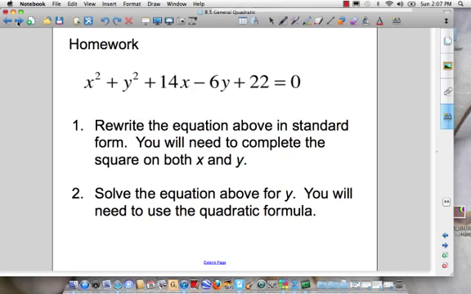Okay, for your homework, there's one general quadratic equation. You are to do both of the things that I went through in this video. First, rewrite it in standard form. That will involve completing the square on x as well as y. And after you've done that, solve the equation for y. You'll have to use the quadratic formula, and if you do it correctly, you should be able to enter it into your calculator and see it. Okay, have that ready next time.